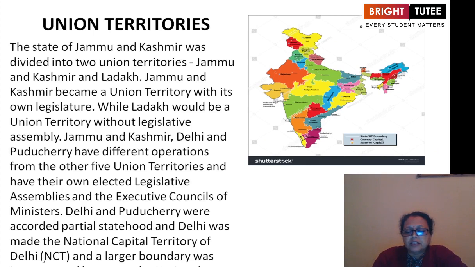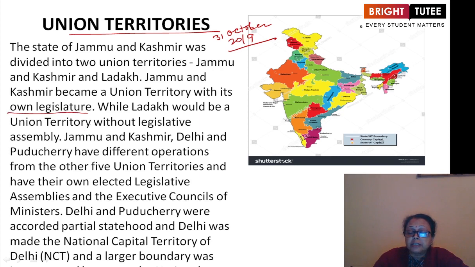Now coming to the union territories, the state of Jammu and Kashmir. There are special provisions with some of the union territories. Jammu and Kashmir was divided into 2 union territories, Jammu and Kashmir and Ladakh. This division was done on 31st October 2019. Jammu and Kashmir became a union territory with its own legislature.